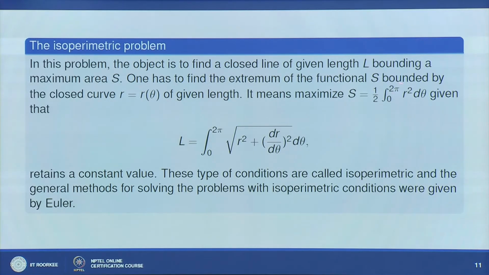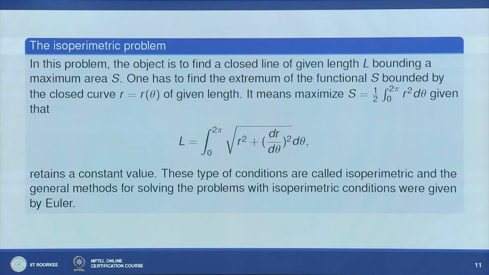So this is the area functional, and we have to maximize it provided that the length of the arc, which is the integral from 0 to 2 pi of the square root of r squared plus (dr by d theta) squared d theta, is kept fixed. So keeping this L fixed, we have to maximize this, and it comes out that this is nothing but your circle.